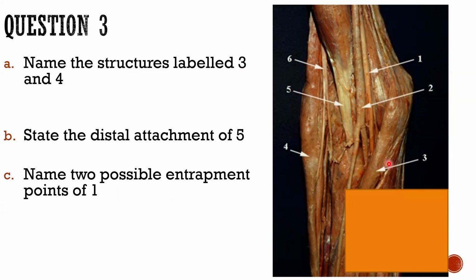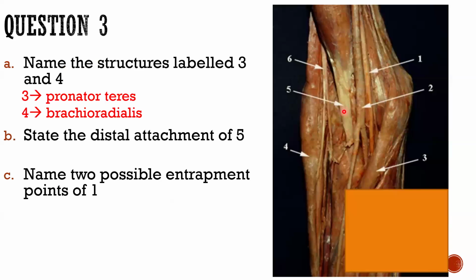Now, 3, so we have identified this is the medial. So the medial boundary is pronator teres. So this is pronator teres muscle. And the 4 is the lateral boundary, and this is brachioradialis muscle. Now we've been asked to identify the distal attachment of 5. So the biceps brachii tendon attaches to the radial tuberosity. Please be able to identify the radial tuberosity on a radius.